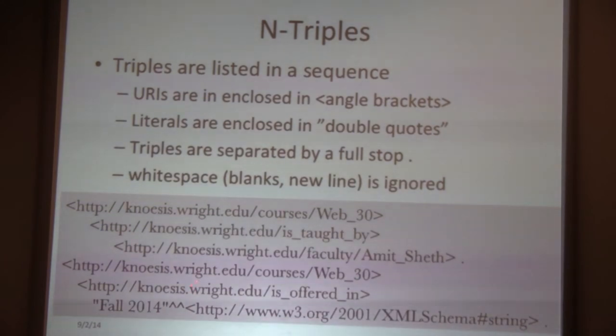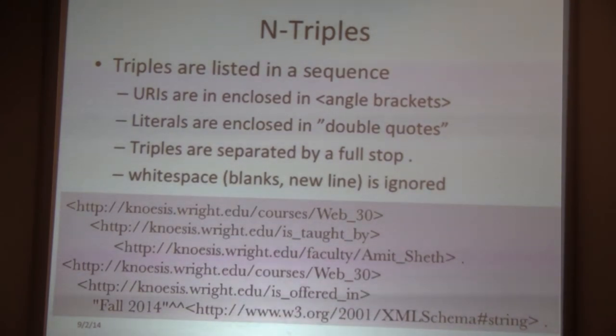And then for the second triple, we say Web 3.0 is offered in the term 2014. The other part of that is a string. It is not year or seasons. And the end of that is another dot. So if you have a million triples like that, keep doing it until you finish.